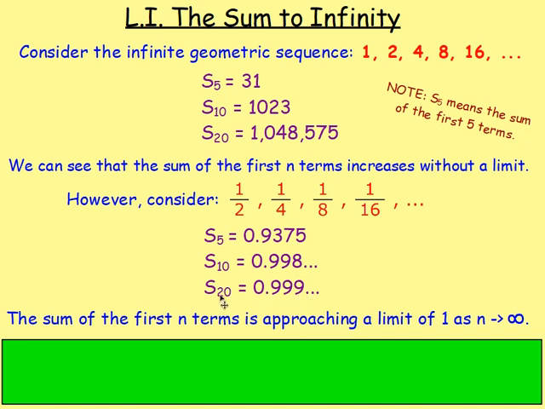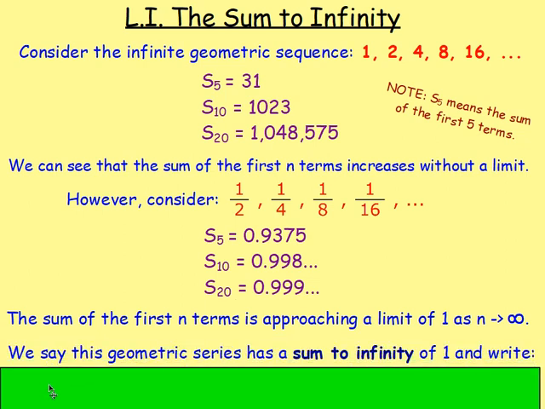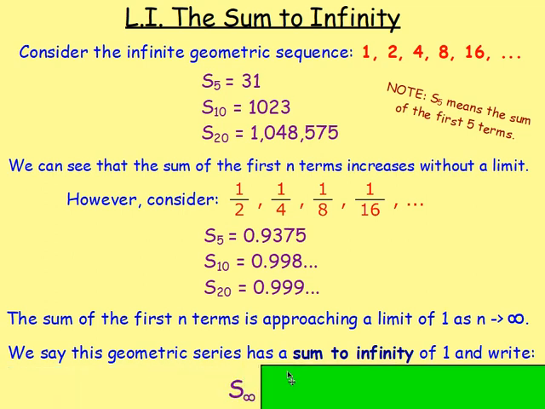So if you had 21 terms, then 22, you're going to keep getting 0.99999, then 0.999999999. It's just going to get closer and closer to 1 as n, the number of terms that you have, approaches infinity. What we say about that is that the geometric series, remember what you get when you add the terms of a sequence, has a sum to infinity of 1, and we write that as capital S for sum, and then infinity, and that would equal 1.